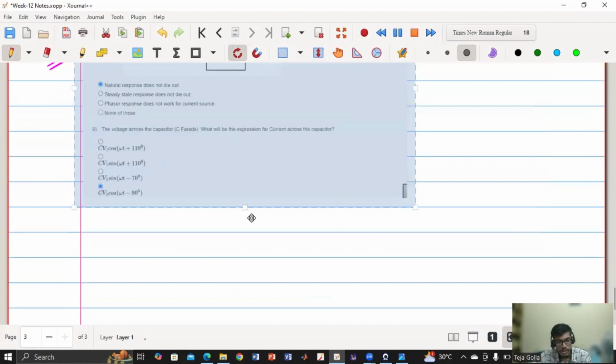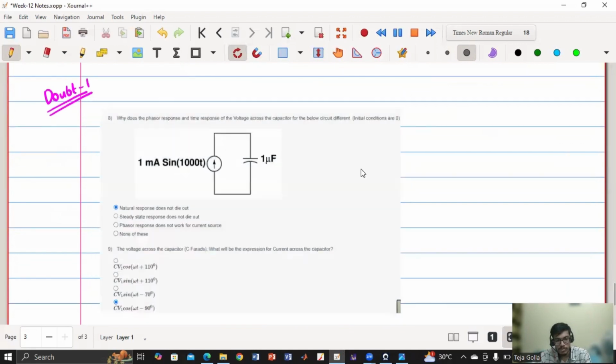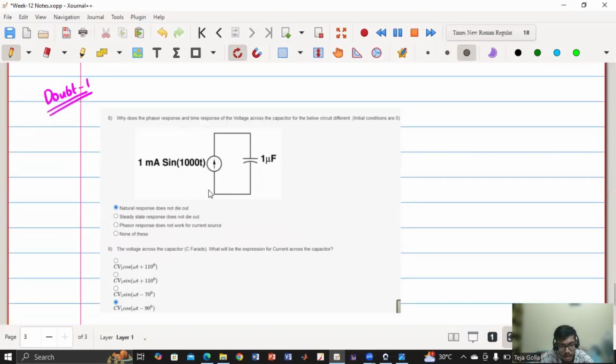So here, if you see, they're asking why the phasor response and time response of the voltage across the capacitor for the below circuit are different. The natural response does not die down. Yeah, so this is one of those conditions where you will be getting this additional term because the natural response does not die down. This has been explained in the lectures, and that's why I have not mentioned it again.